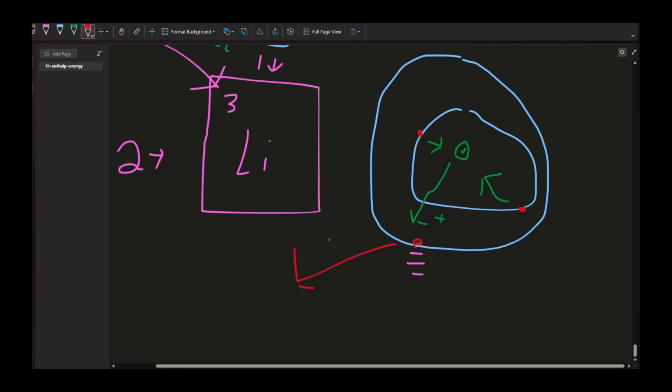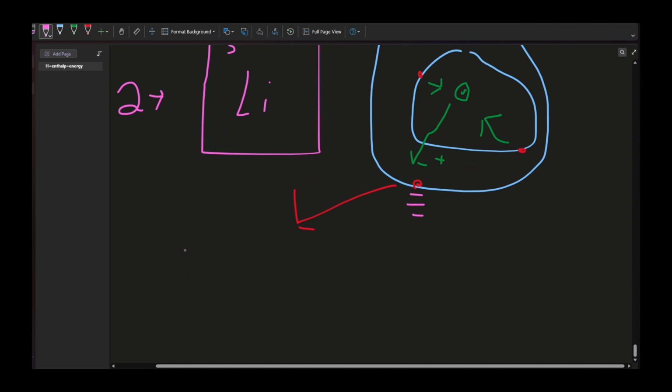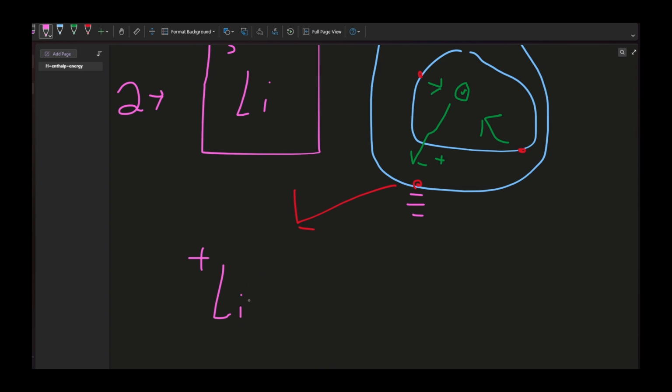And when this electron leaves, lithium now has one less negative charge. So lithium actually has a positive charge. We have a positive charged lithium atom right here. But we don't call this an atom. We would now call this an ion.